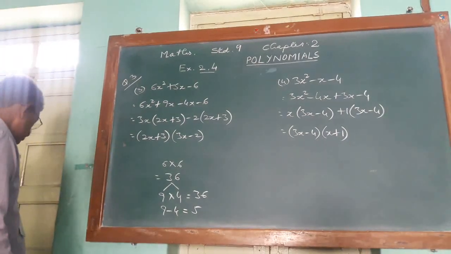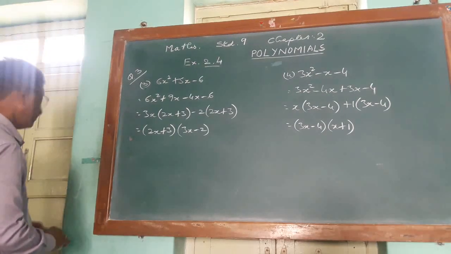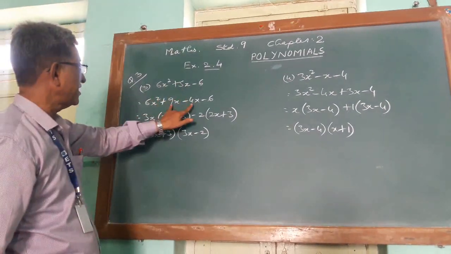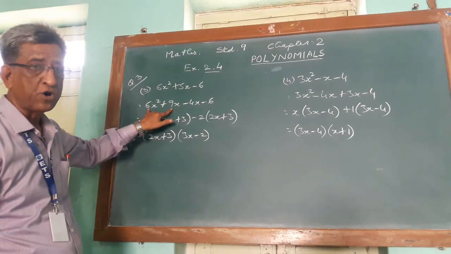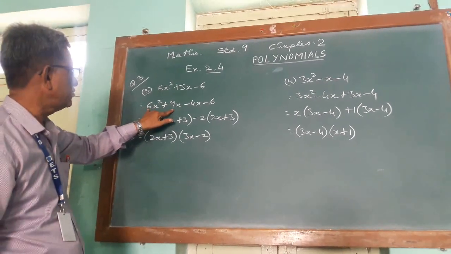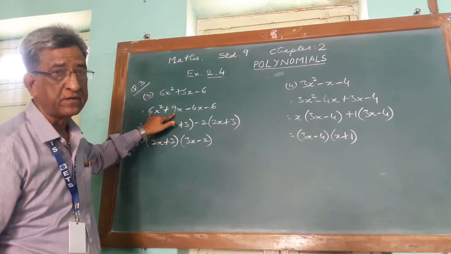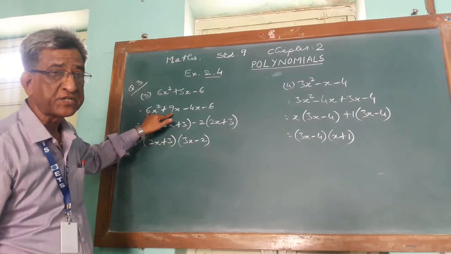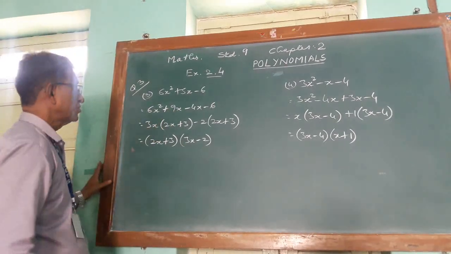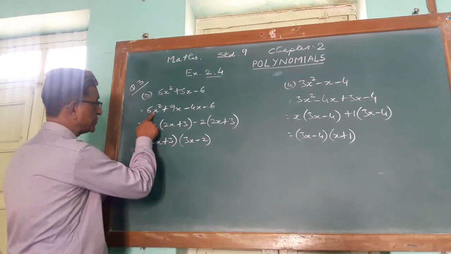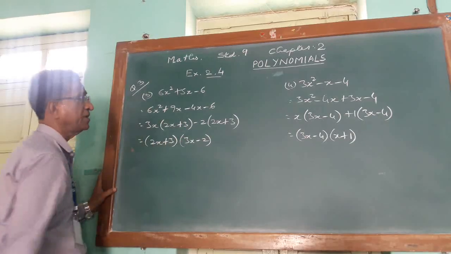Now, instead of 5x I have written 9x minus 4x. Now take the common from the first two. First you have to see the arithmetic numbers 6 and 9. Which is the common factor in 6 and 9? So 3. Here x square and x, so x. 3 2s are 6, 3 3s are 9. So 3x into 2x plus 3.